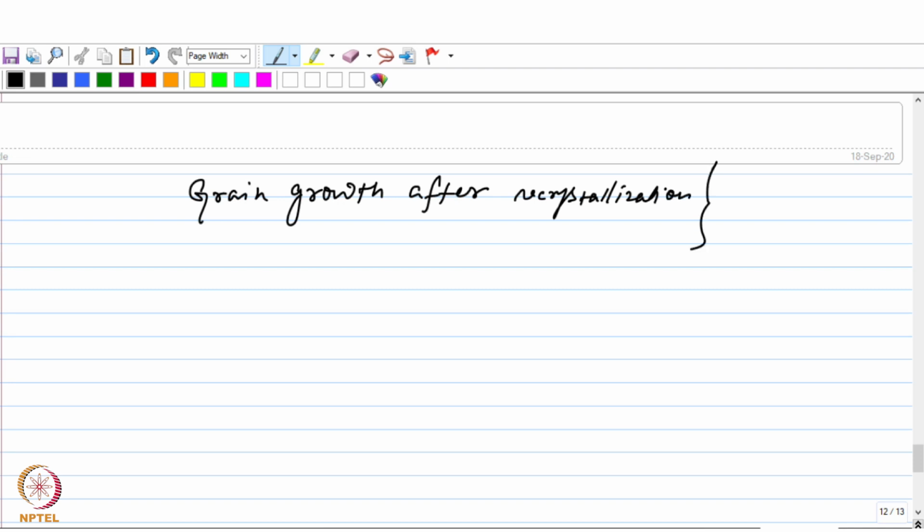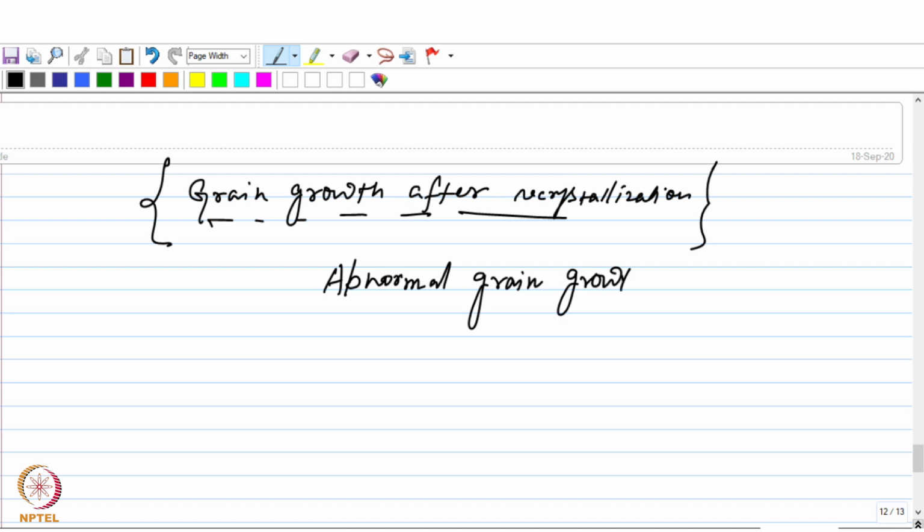So here we are talking about a scenario where all the grains are already recrystallized, right? Grains are all strain free, and we still continue to hold it. And as I said, if you do that, the grains will further grow, and it can go to a very large extent, and it might lead to a phenomenon called abnormal grain growth. And this also goes by the name secondary recrystallization.